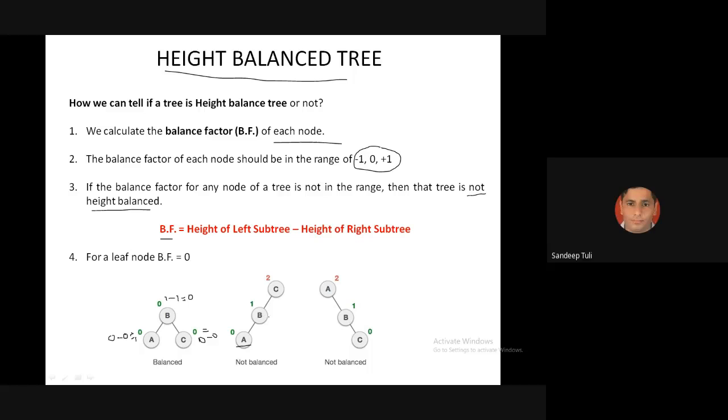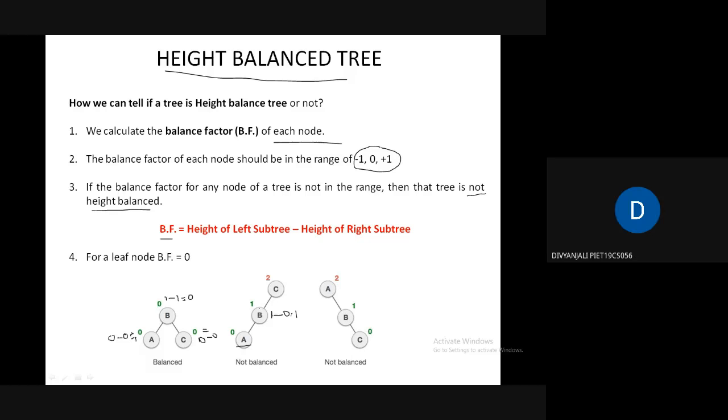What is the balance factor of B? 1. How did this 1 come? 1 - 0 = 1. Very good. The height of the left subtree is 1, the height of the right subtree is 0. So it is 1. Okay. Now come on to C. What is the balance factor of C?